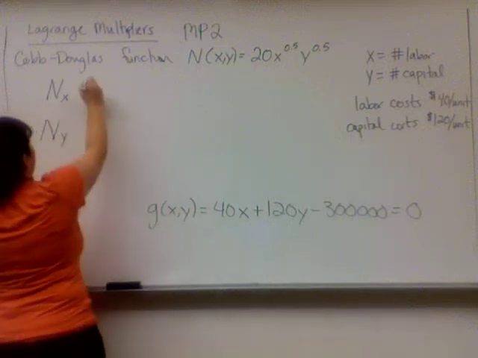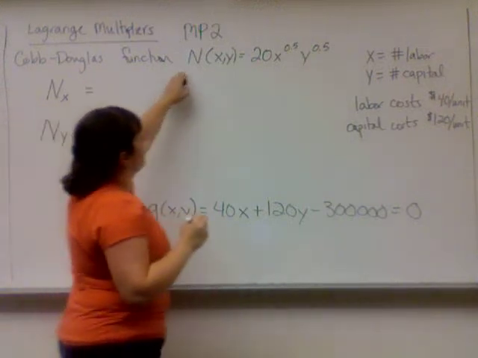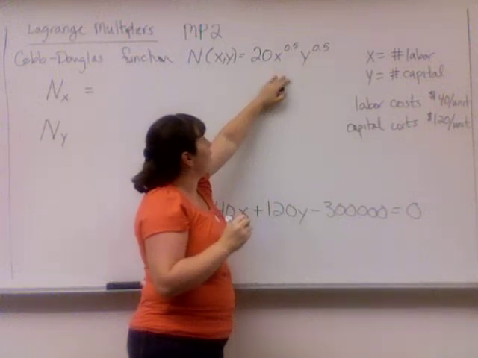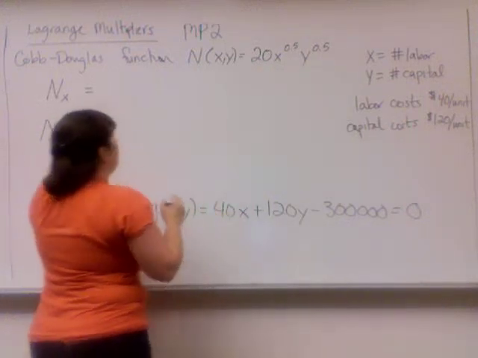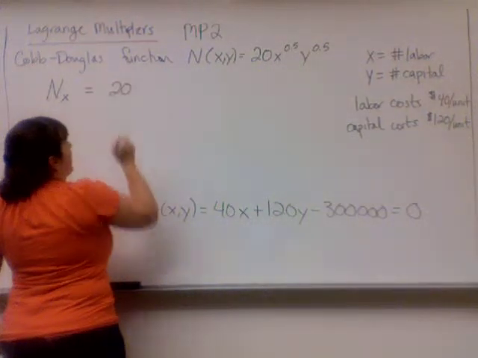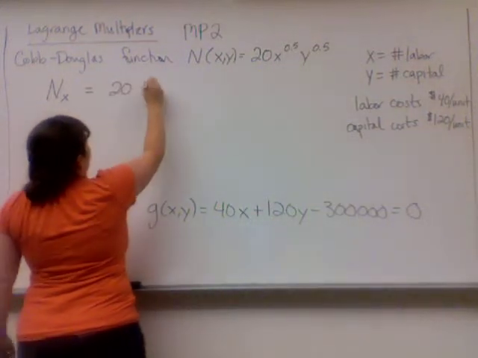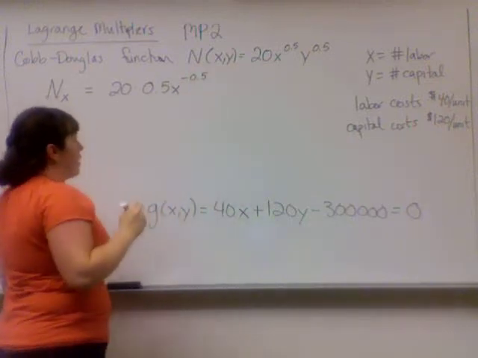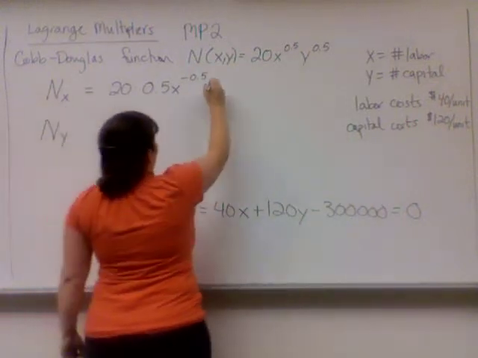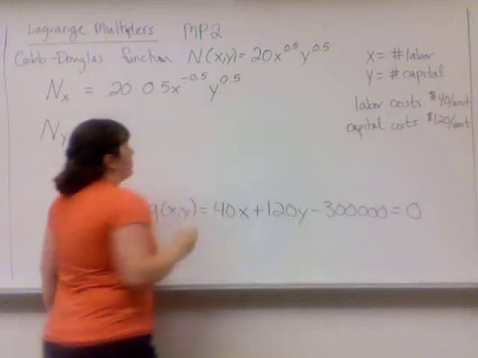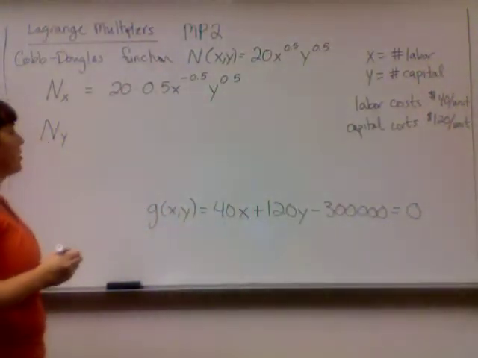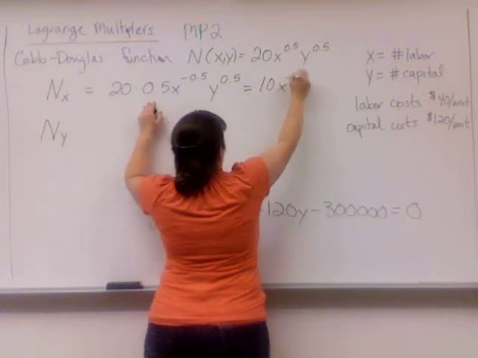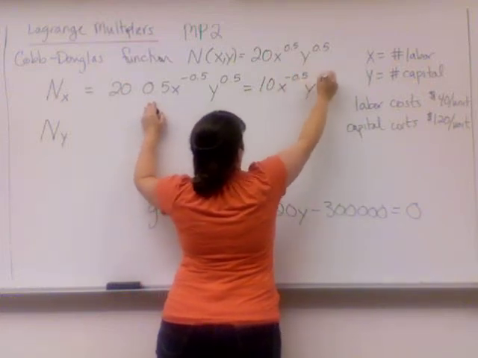So what is N_x? N_x is the derivative of this expression up here, where we think of x as being a variable and y as being a constant. So that means we have 20 times the derivative of x to the 0.5, which is 0.5 x to the negative 0.5. Bring the power down and subtract 1, and the y acts just as a constant. It's stuck around for the same reason the 20 did. Simplifying a bit, this is 10 x^(-0.5) y^0.5.